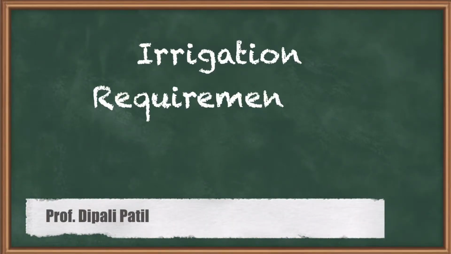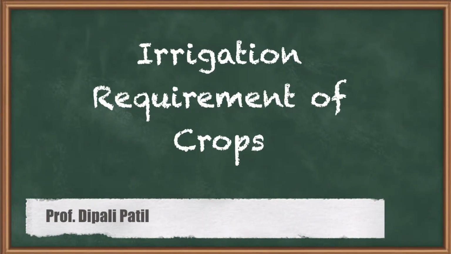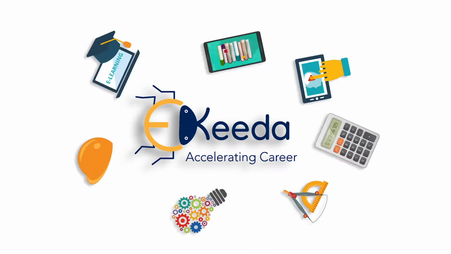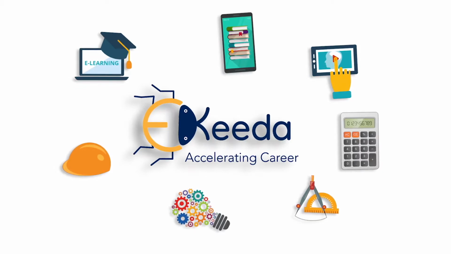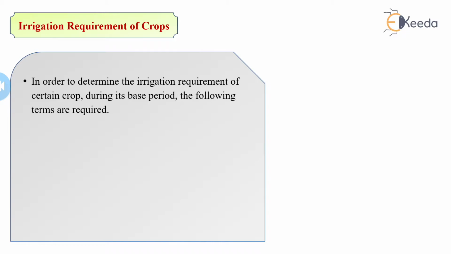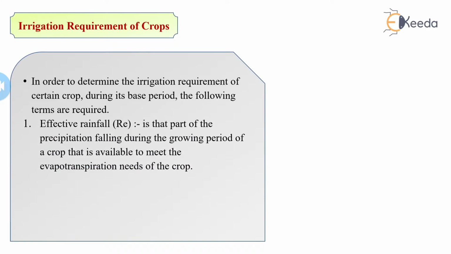In order to determine the irrigation requirement of a certain crop during its base period, the following terms are required. So, the first important term is effective rainfall. It is one of the main parameters which is required to determine the irrigation requirement.